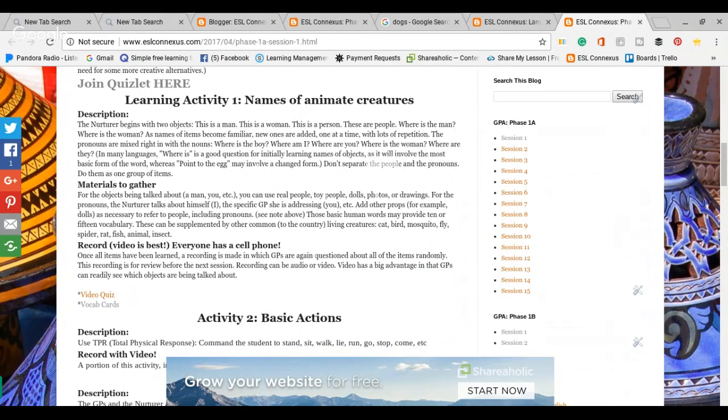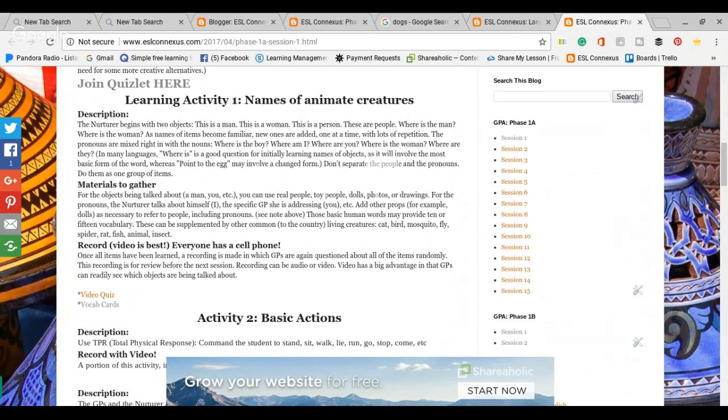You're going to notice as you go through the sessions that you're going to follow this pattern of learning. Description: the nurturer begins with two objects. This is a man, and you put the picture of the man down. This is a woman. You put the picture of the woman down. This is a person. These are people.